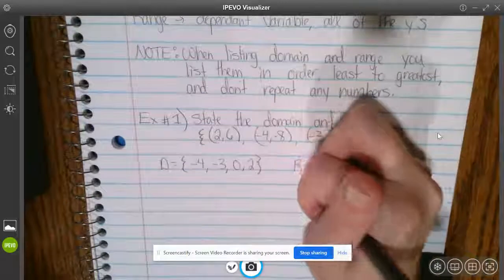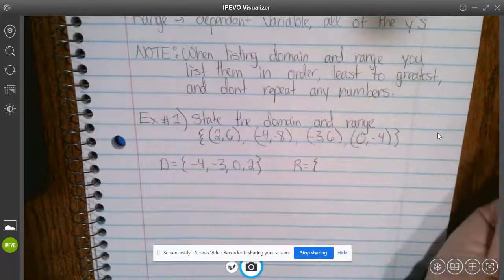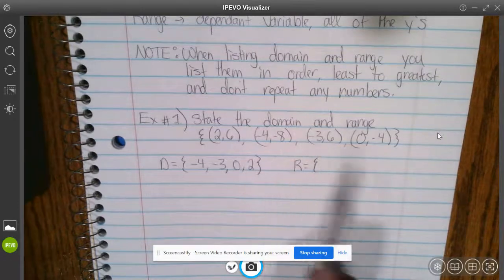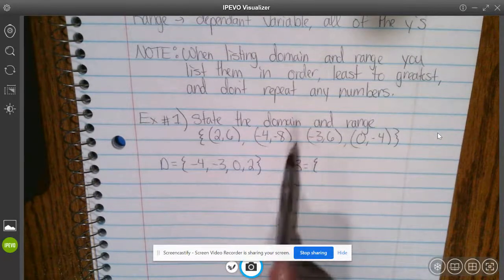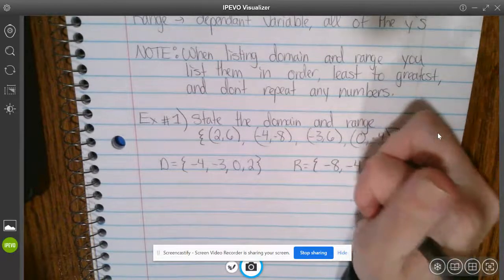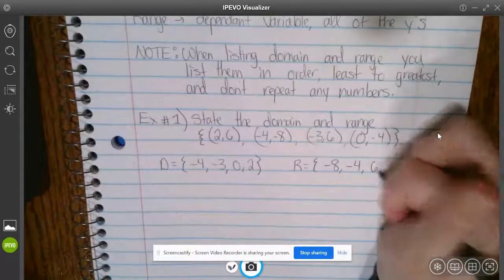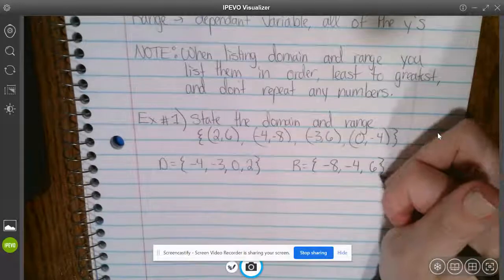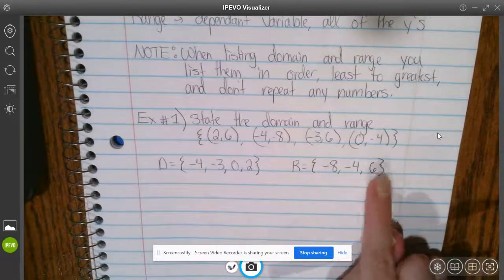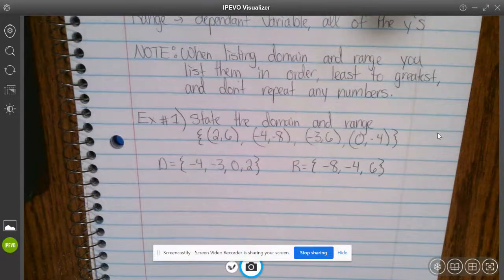Range is just as easy. Start it with a brace, and you're looking at the second number, all of your y's. So we have 6, -8, 6, and -4. The smallest one is -8, then -4, and then 6. I don't write two 6's, I just write it once. It will count it wrong if you put two 6's, so just put one 6. All right, that's it.